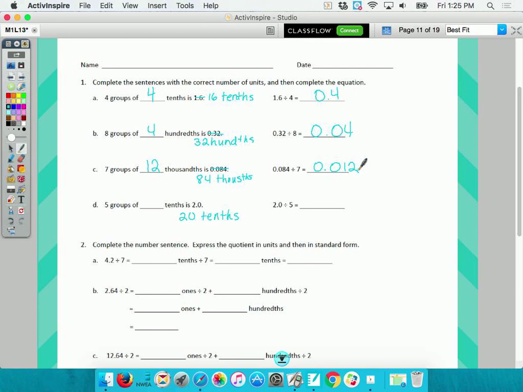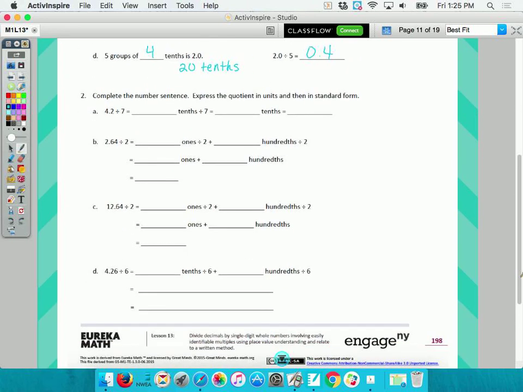5 groups of blank tenths is 20 tenths. Anna? 4. 4 tenths. Oh my, I just wrote 4 hundredths. Okay, let's look at these down here. They're really fun. I think we have a couple minutes left. We do have 2 more minutes. Okay, well, we might go over.